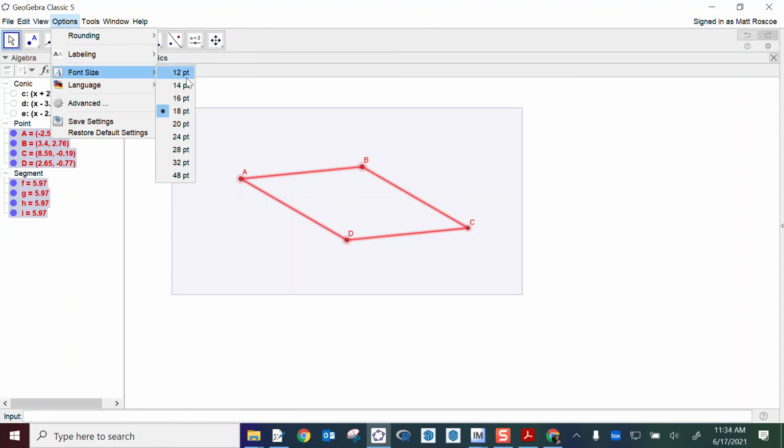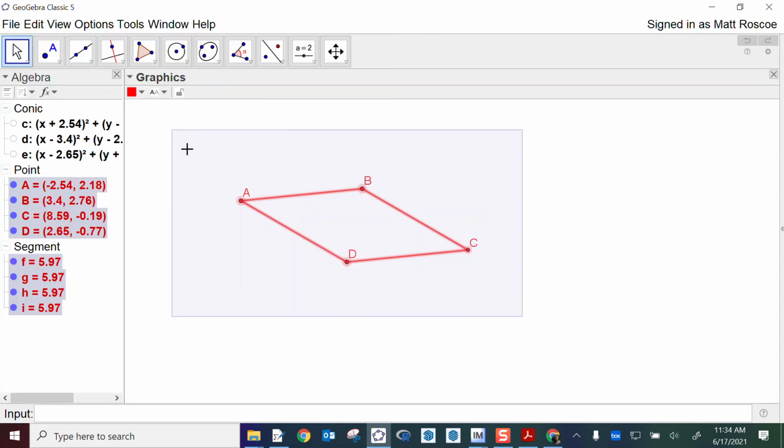So I change the font size maybe to like 28, which is what I usually do in class if I'm projecting this on a board. So those are some things that you could do here to change your picture. Well, the last thing we want to do is investigate the diagonals.